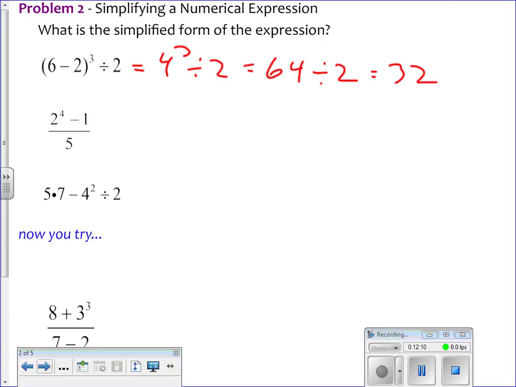Okay, the next one down. 2 to the 4th minus 1 divided by 5. What do I do first? Exponents. Exponents first. 2 to the 4th. 2, 4, 8, 16. 16 minus 1 over 5. Okay, what's next?